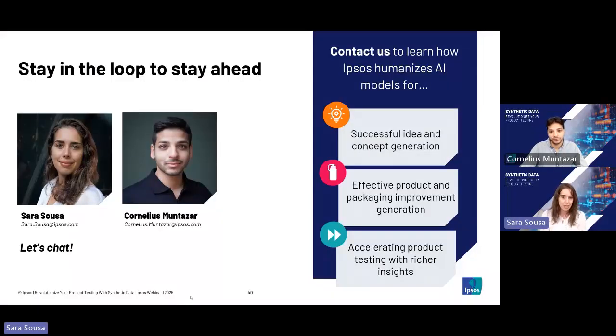And while the focus of today's session was product testing, AI is being used in so many other areas and it's expanding in many directions. For example, AI is being used to develop new product ideas, to write concepts, to even ideate and improve recipes or even pack design. So if you're curious about this or more, feel free to reach out to Cornelius and myself.